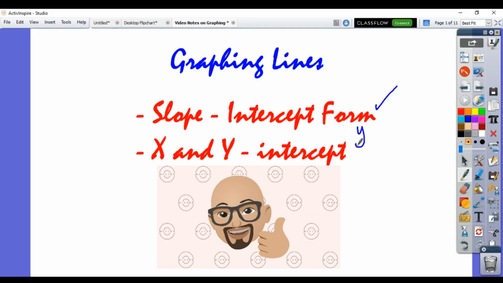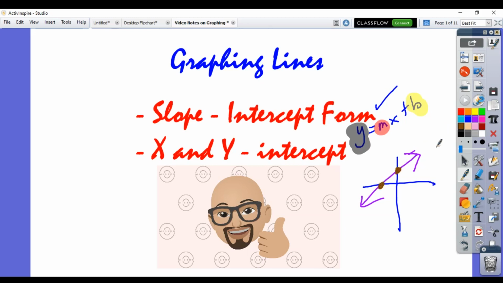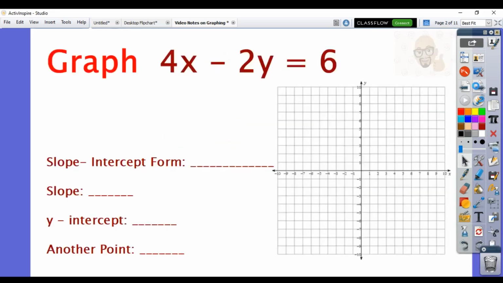We know the slope-intercept form is y equals mx plus b, wherein y is by itself, m is your slope, and b is your y-intercept. X and y-intercepts are the points that are on the axis. If this is my line, this is the y-intercept and this is the x-intercept. We're also going to learn how to find those intercepts from an equation.